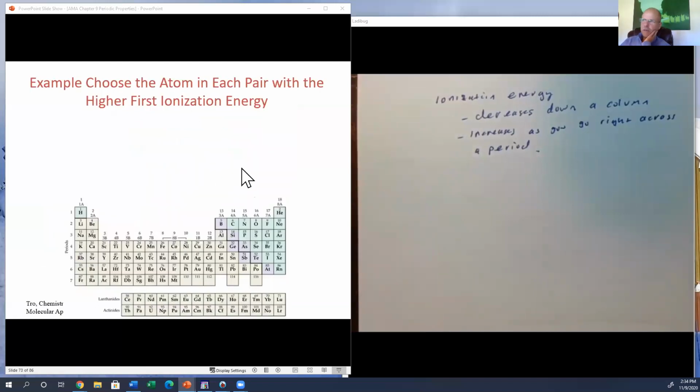Okay, so here we go. Let's choose the atom in each pair that has the higher first ionization energy: aluminum or sulfur.